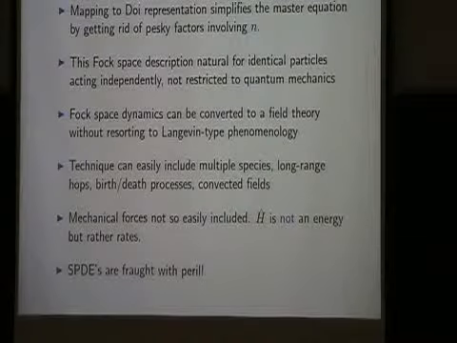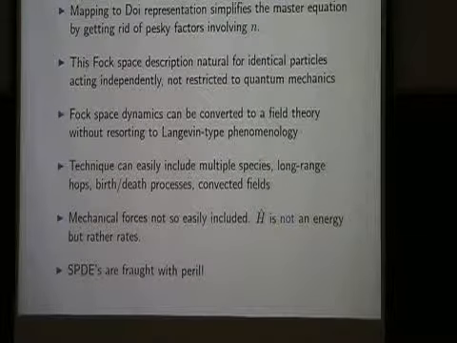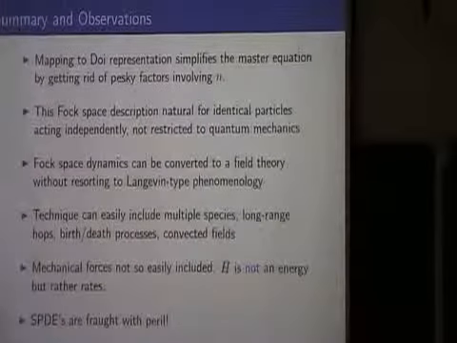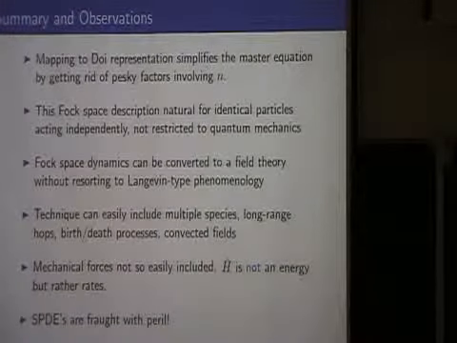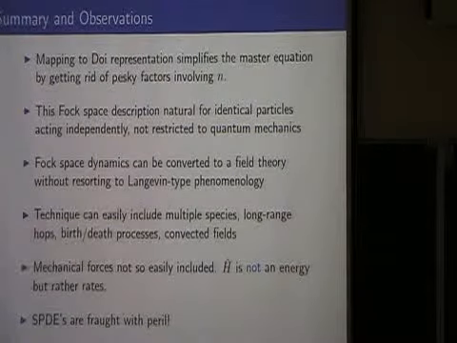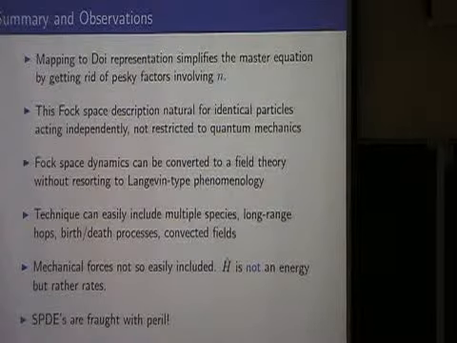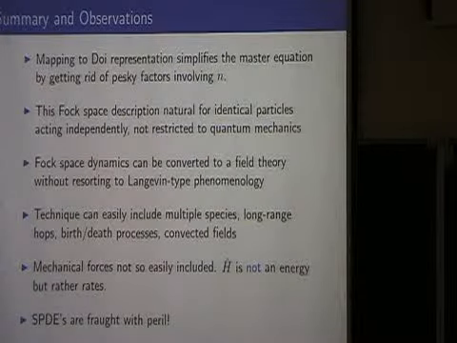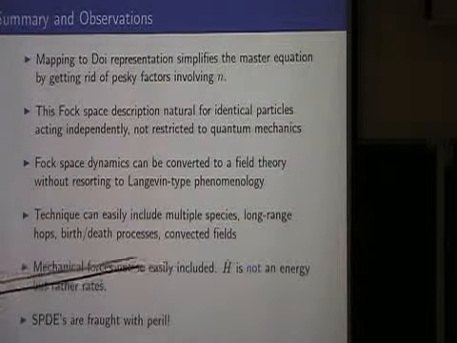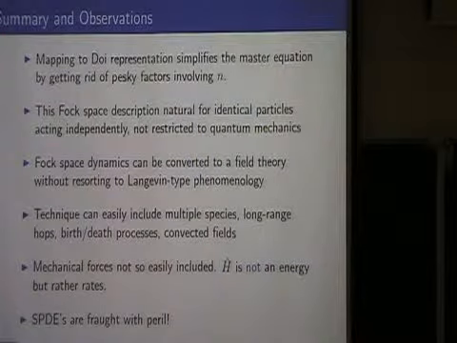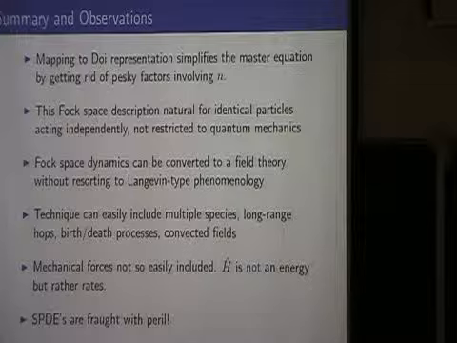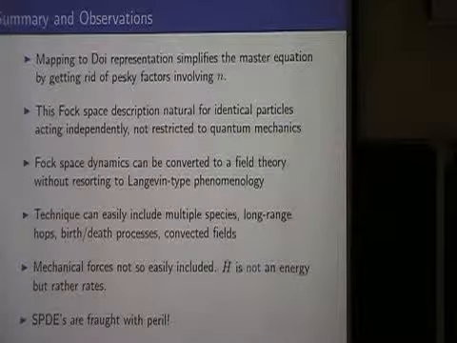Okay, main summaries. Mapping to the Doi representation simplified the master equation, got rid of those ends. And what I said earlier, that this Fock space description is really not about quantum mechanics. It's about identical particles. We don't need to do anything with phenomenology. We just get to the field theory and, if we want, the stochastic PDE. There's no problem in having multiple species, long-range hops, Levy flights, birth-death processes. You can do convective fields, all of these things. You can at least write down the action. What you can do from there varies.